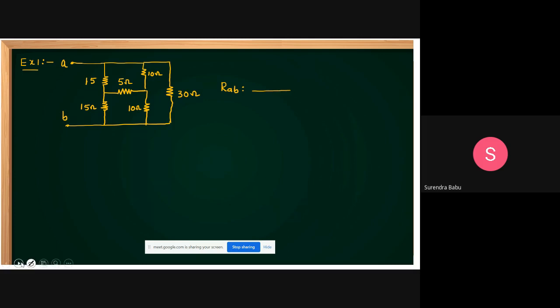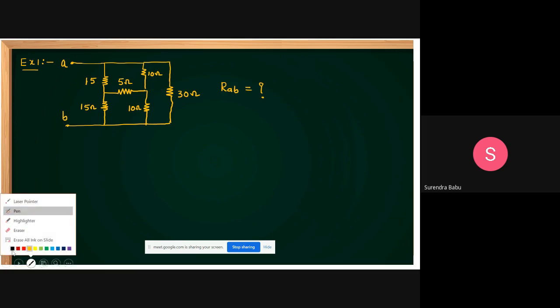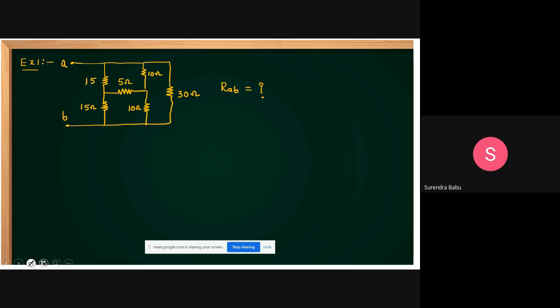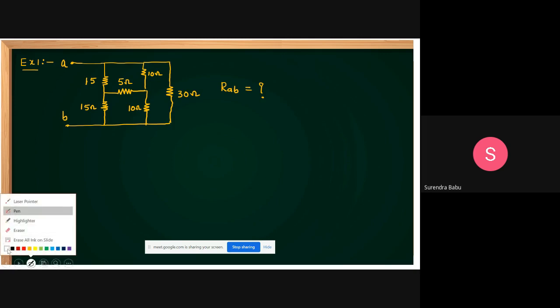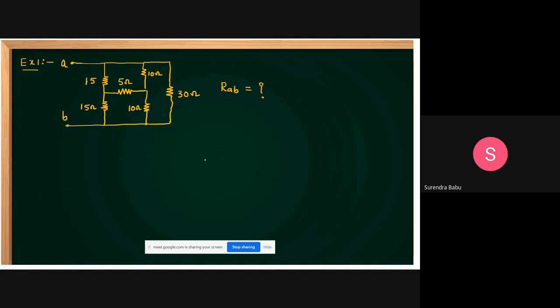What is RAB? That is the equivalent resistance between the A and B terminals. Can anybody answer this? What is the equivalent resistance between A and B terminals? Yes, friends, what is the solution for this one? Quick.